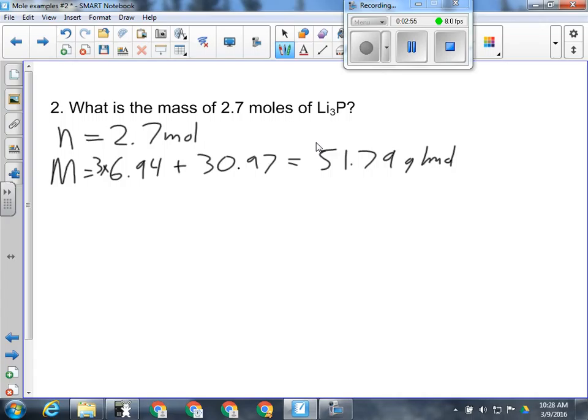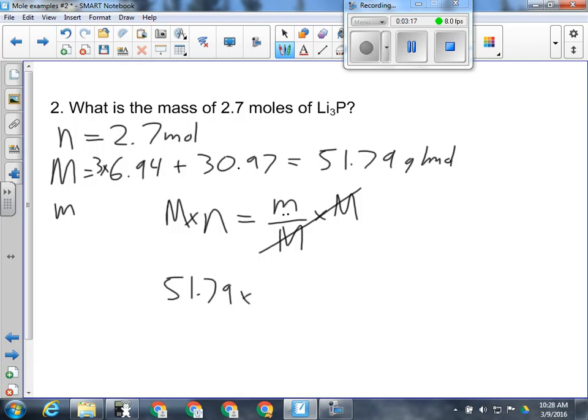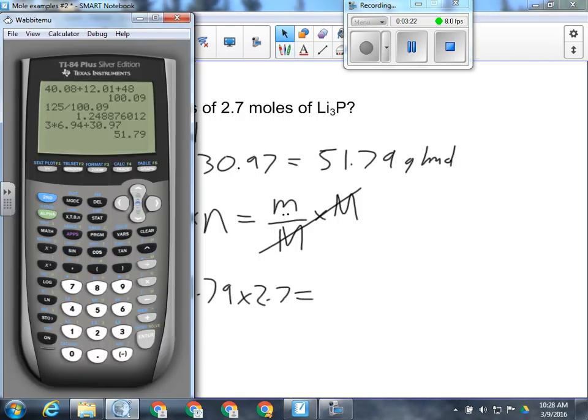I want to calculate little m. So the mole equation is set up like this. I want little m, so I've got to multiply both sides by big M, because if I want to move something, I do the opposite. And what I do to one side, I do to the other. And I've got M times n equals little m. So when I plug in my numbers, that's going to be 51.79 multiplied by 2.7 moles, which gives 139.83.